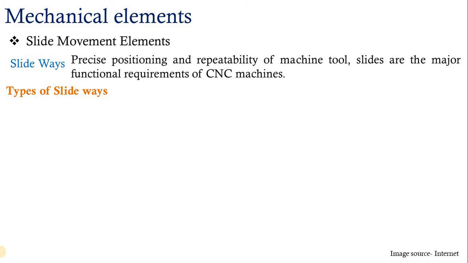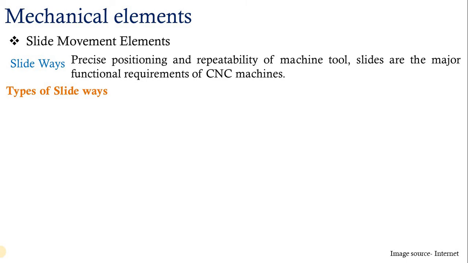Then next is the slide movement elements, which is slide ways, where we are doing the precise positioning and repeatability of machine tool slides as the major functional requirement of a CNC machine. That can be done by using these slide ways. The inaccuracies are mainly due to stick slip motion when plain slide ways, that is metal to metal contact, are used. To eliminate stick slip, there are different slide way systems such as rolling friction slide ways and slide ways with low friction. So the slide way is meant to give the precise positioning and repeatability of machine tools.